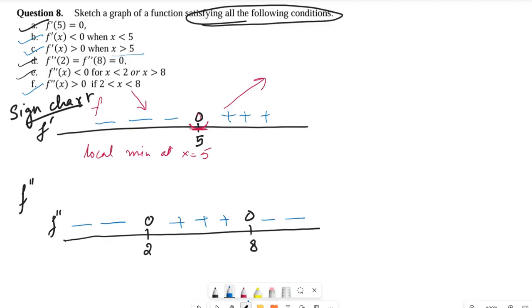Now, what does it mean if the second derivative is negative? That means f is concave down. And if the second derivative is positive, f is concave upwards. Lastly, after 8 it means f is concave downwards because it is negative. And 2 and 8 are our points of inflection.